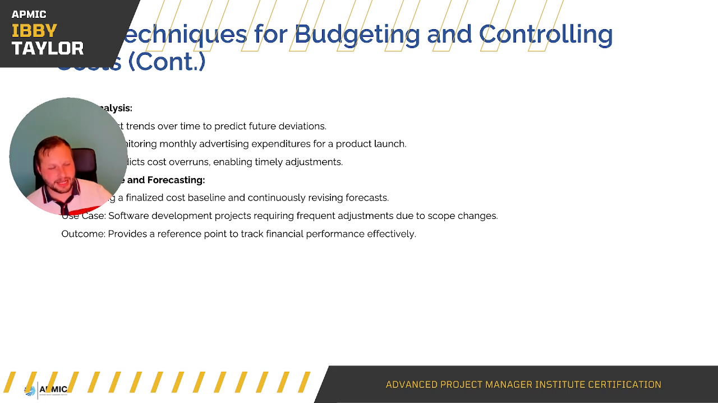Trend analysis analyzes cost trends over time to predict future deviations. So again, if you're buying in PCs and you're seeing that every 6 months the cost is going up and you've got a project that's running for 12 months, it's probably a safe assumption to say, right, there might be a cost increase 6 months in. What do we do to counter for that?